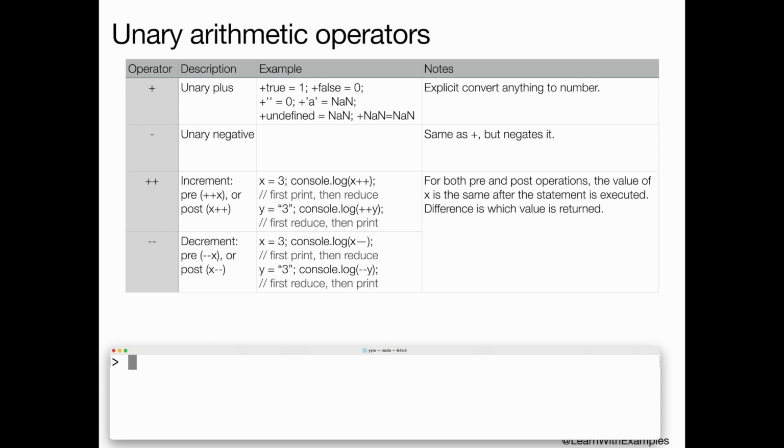Unary negation. The unary negation operator negates its operand. The unary negation operator can convert a non-number into a number. For example, minus string 4 equals minus 4.